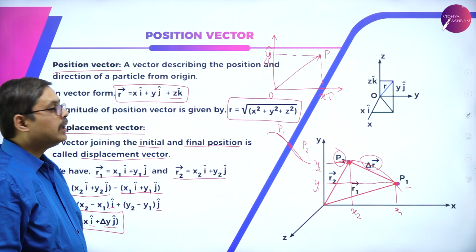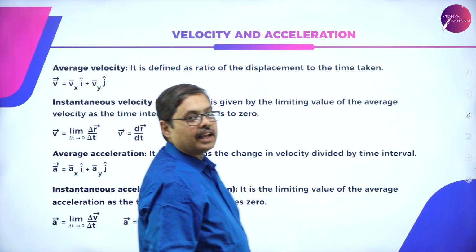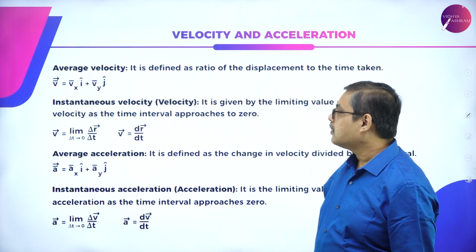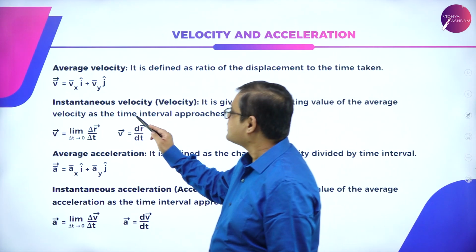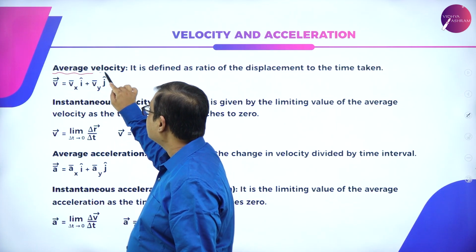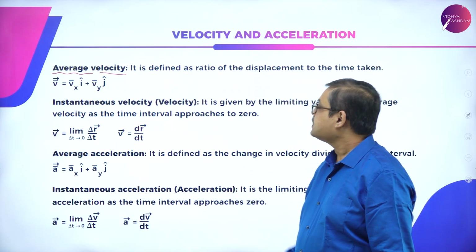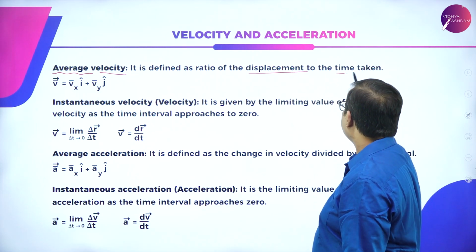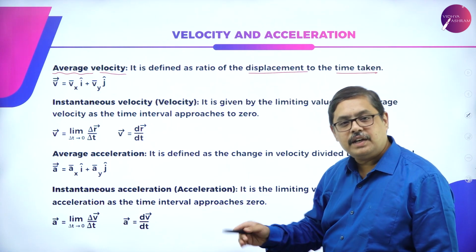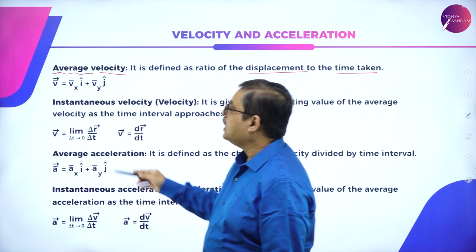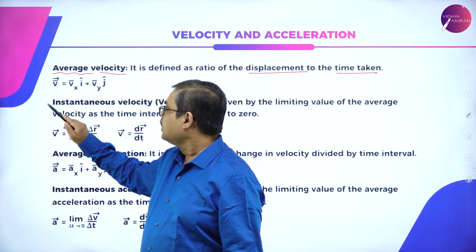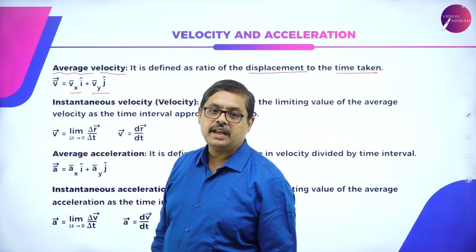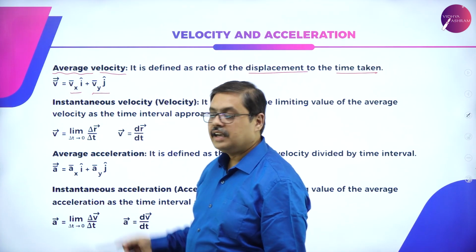Let us check what is the instantaneous velocity and what is acceleration. Let us first check what is the average velocity. The average velocity is defined as the ratio of displacement to the time taken, the overall displacement to the total time taken. It is given by V bar vector, which is V bar x into i cap plus V bar y into j cap. So that is the difference.